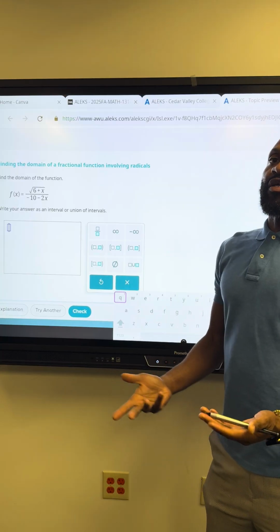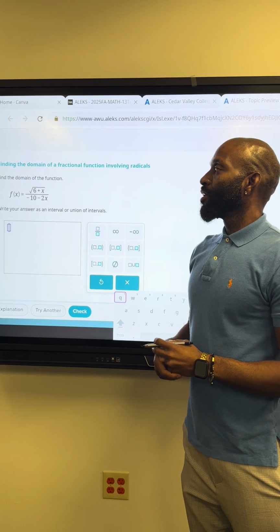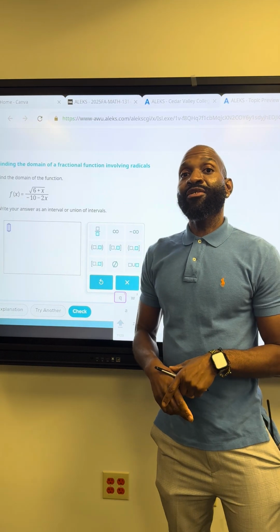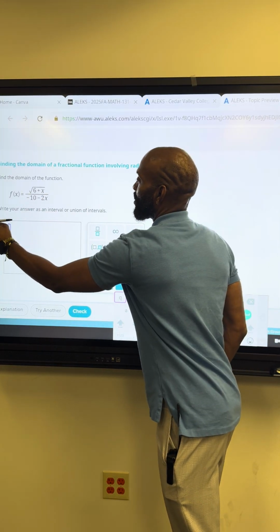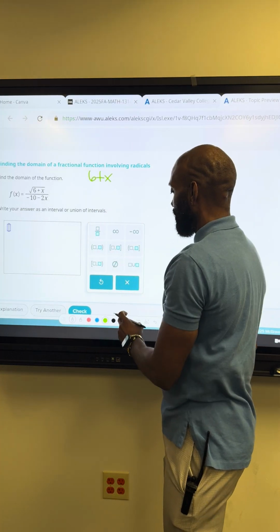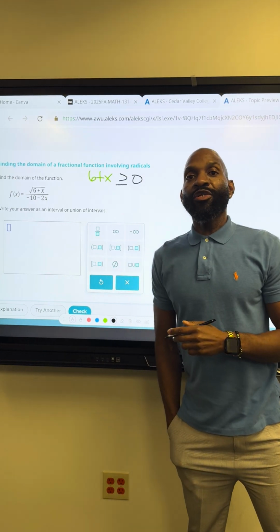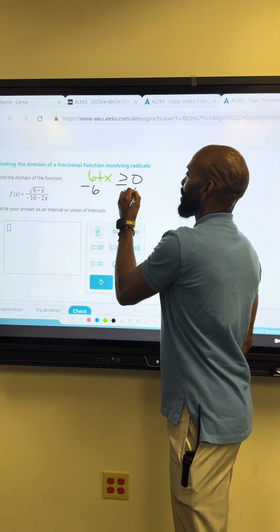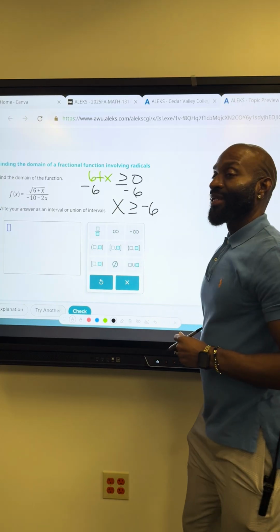All right, so let's start with the numerator. The numerator has the square root of 6 plus x. But what do we know? When we take the square root, we cannot take the square root of negative numbers. So whatever is under the radical sign, I know it has to be greater than or equal to 0. So I know that 6 plus x has to be greater than or equal to 0. Now, I can solve for my x value by subtracting 6 from both sides. So x has to be greater than or equal to -6.